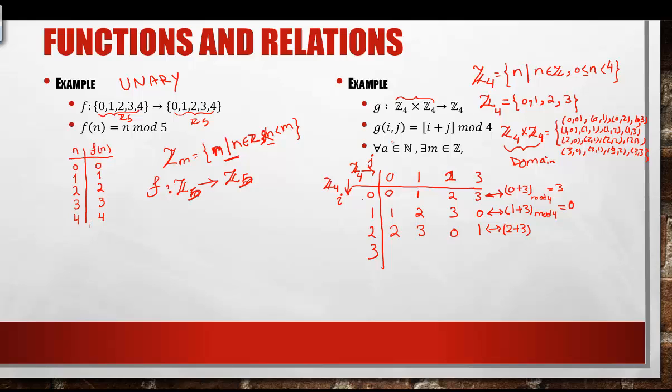See, i is the first one, right? And then j is the second one. So 2 plus 3 mod 4. So that's going to be 5 mod 4, which is going to be 1. And then 3 comma 0 is 3, 3 comma 1 is 0, then 3 comma 2, and sorry, this is going to be 1, and this is going to be 2, because this is going to be 3 plus 3 mod 4, which is going to be 6 mod 4, which is going to be 2.